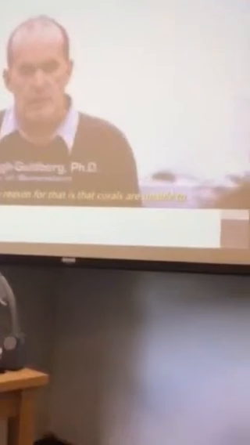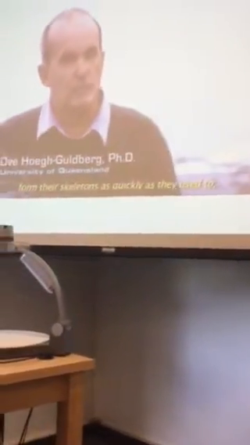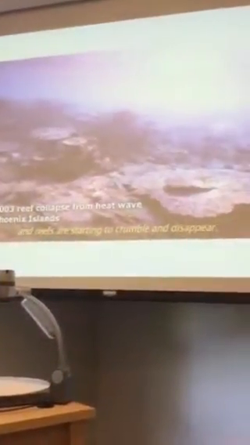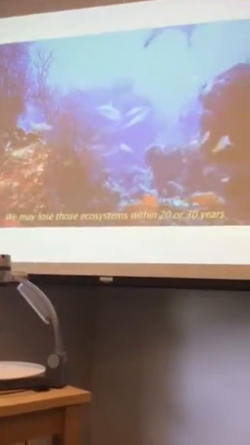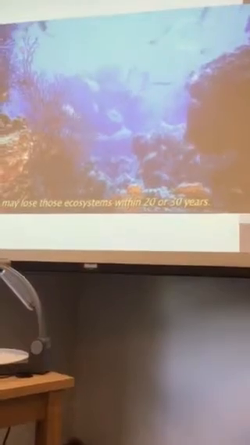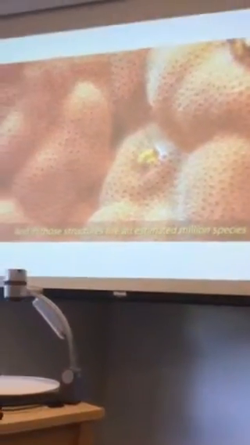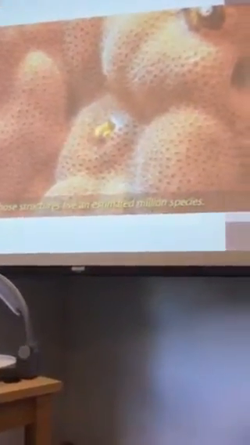We know that coral reefs are particularly sensitive to ocean acidification, and the reason for that is that corals are unable to form their skeletons as quickly as they used to, and reefs are starting to crumble and disappear. We may lose those ecosystems within 20 or 30 years. And in those structures live an estimated 1 million species.